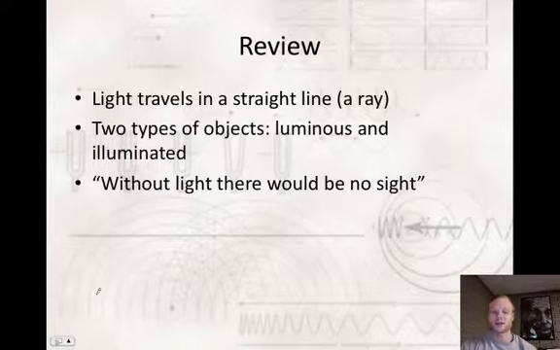So for instance, I'm an illuminated object. You can see me right now because I have lights on in the room, or the moon is an illuminated object. And if you keep this saying in mind, without light there would be no sight, it is very true. If we don't have light, you wouldn't be able to see anything because you need that reflection off of objects to be able to perceive things.